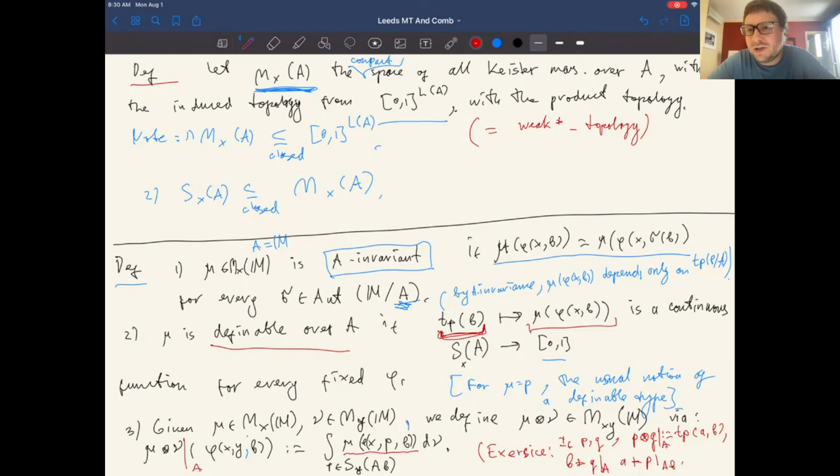In continuous logic, the natural thing to do is to consider measures as functionals by Radon duality, right? So you should think about measures as continuous functionals on the space of types, which corresponds to integration. Each measure can be viewed as a linear function on the space of continuous functions.